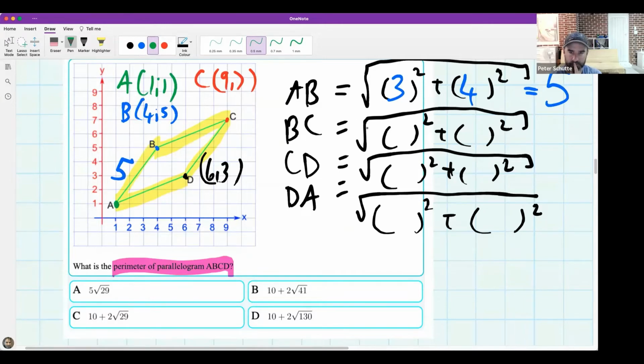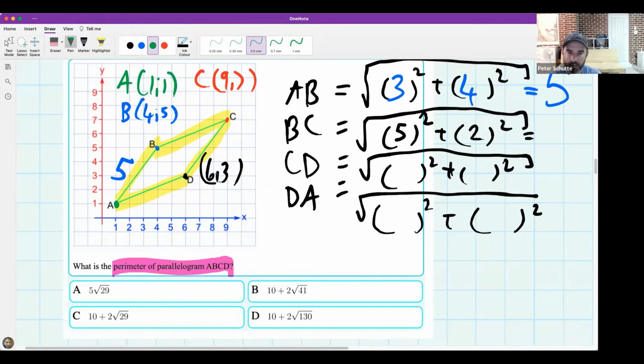So what about BC? So I think what I do is I just connect them, let me just use a different color. So 9 minus 4 is going to be 5, and 7 minus 5, and then I can actually see that this has taken a bit longer than I expected, but I'll show you how I would speed up.